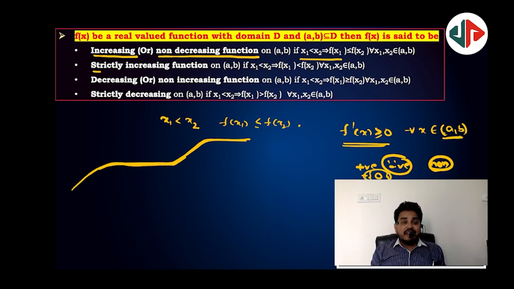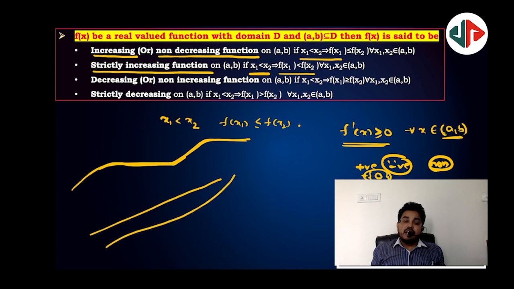Now strictly increasing. So x1 less than x2, f of x1 less than f of x2 means this function, or this function. So here what happened? It is f dash of x greater than 0 for all x belongs to a to b. But the first derivative comes into the function only if the function is continuous and differentiable.